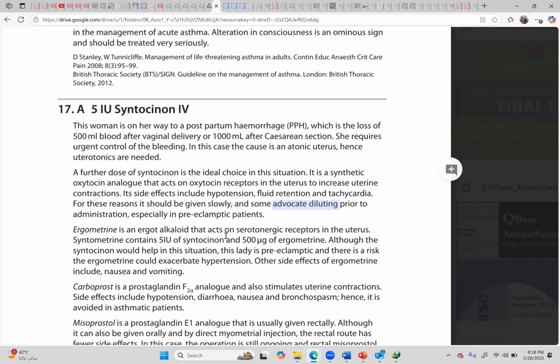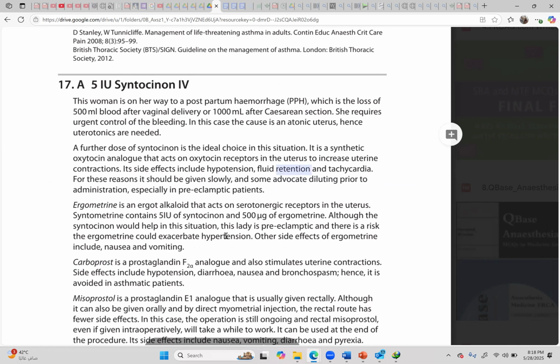So there's a loss of 500 ml blood, or more than 1 liter after cesarean section. So it is not purely PPH. She requires urgent control of bleeding. In this case, uterine atony. So just think what the causes of PPH are. You can just revise. Uterine atony is one of them. Rupture, placenta previa, accreta, things like that. You can have a look, think about it, and don't forget to think about bleeding disorders. Okay. Further dose of syntocinon is the ideal choice.